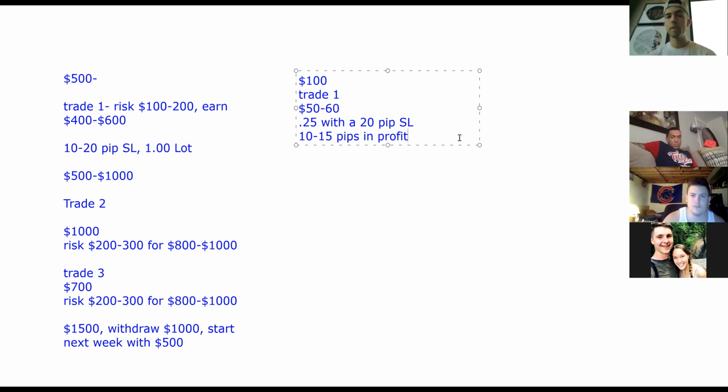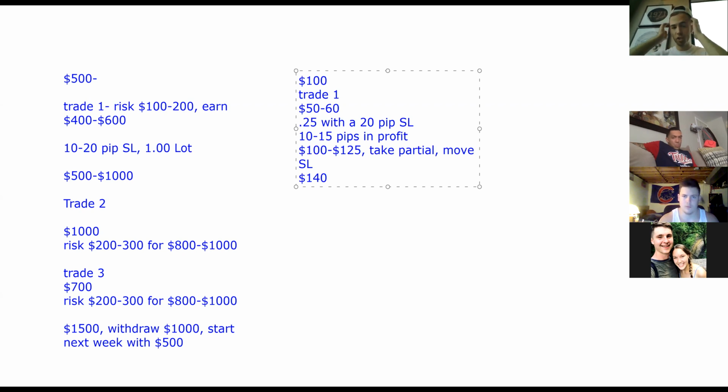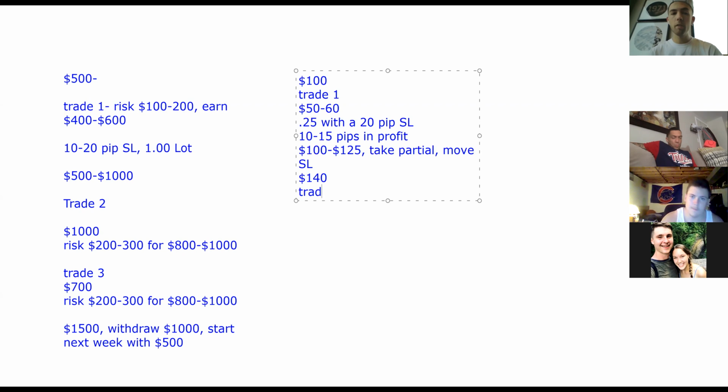You go 10 to 15 pips in profit. Right off the bat, your 100 is 125. So at that point, take partial, move stop loss. Simple as that. So say you let that ride. Maybe after the first trade, you end up at maybe a 140, for example. That's just being conservative.